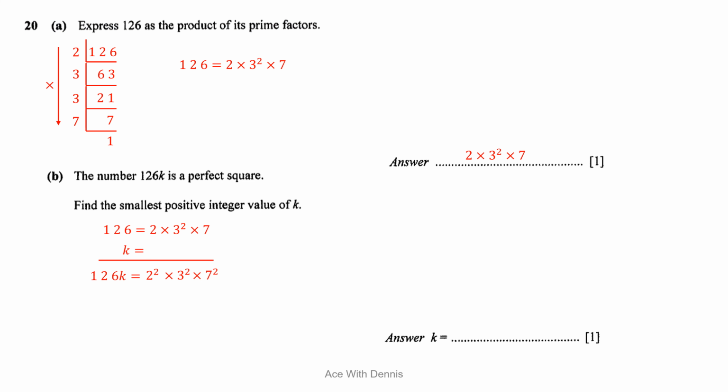Now the k will have to complement the power so that all the prime factors will have an even power. So k can be 2, so that we get 2 squared, and for 3 squared we don't have to do anything. For 7, we add another 7 so that 126k will have 7 squared. Hence, k will be 2 times 7, which is 14. So 14 is the value for k.